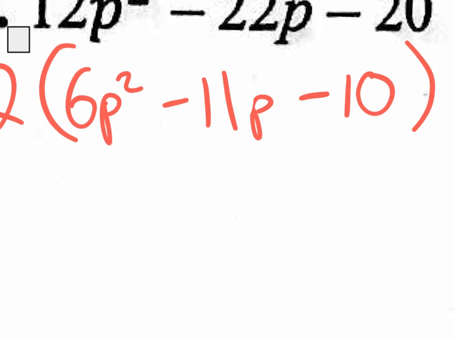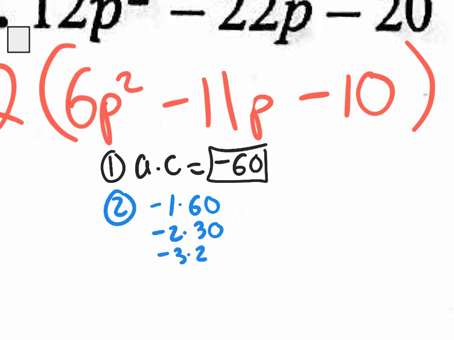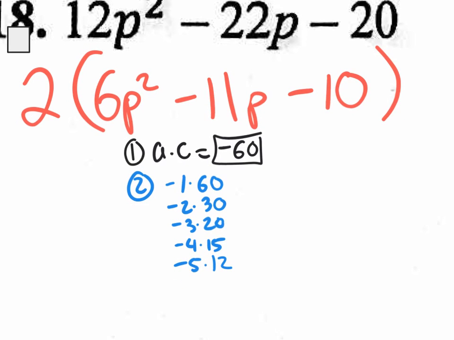Multiply a times c. A times c is negative 60. Don't forget about that negative sign. If you mess up there, the rest is messed up. Step 2 is think of the multiples of negative 60. Wait, I'm sorry, not negative 5 times 6. There you go. And negative 6 times 10, and that's it.